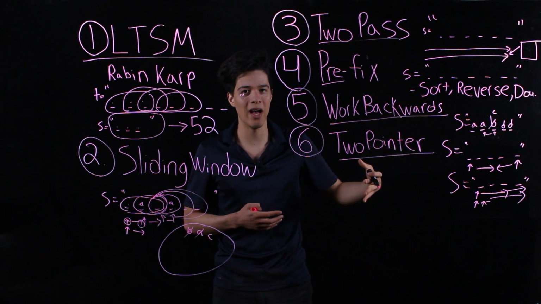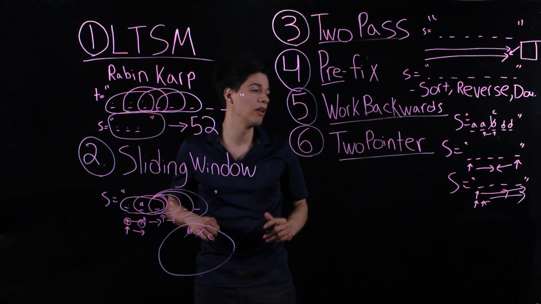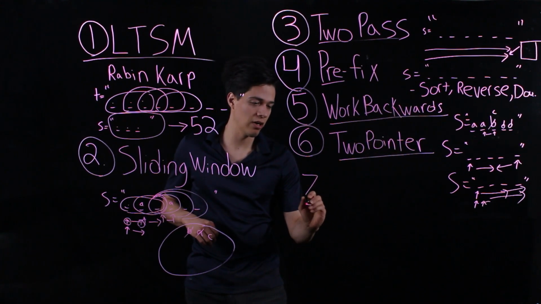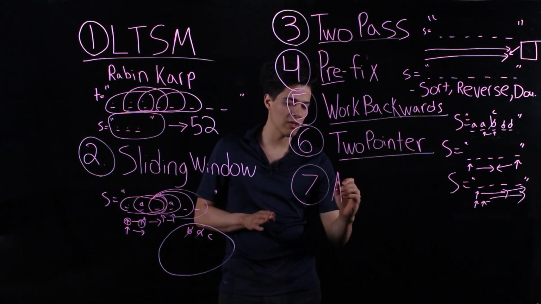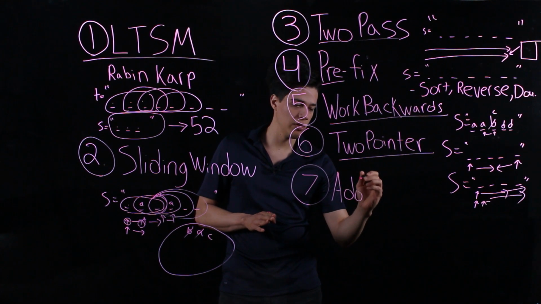And it's spelled the same forward and backwards. Let's start from both sides and move to the middle. So the last technique that I want to go over is using additional storage. I'm just going to call it additional storage.